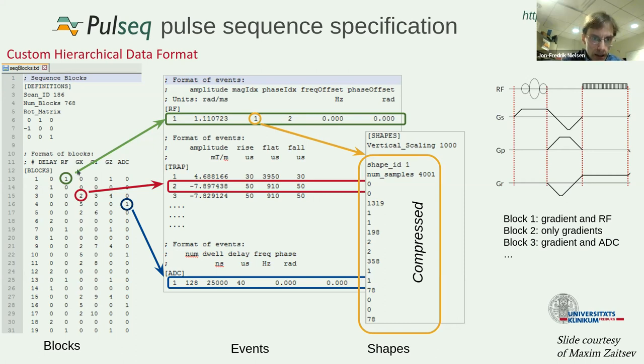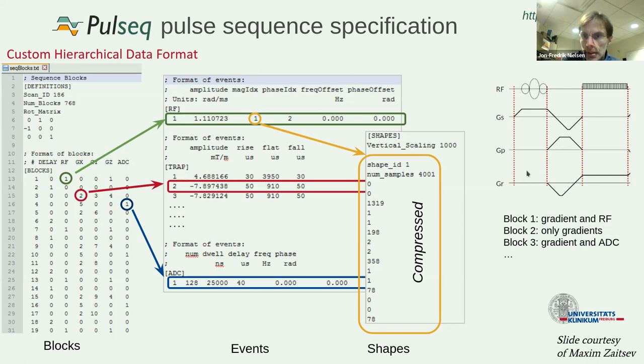This block also has a Z gradient in this example. And block three, for example, has an X gradient that's in the trapezoid section. So Pulseq supports both arbitrary waveforms and these trapezoid shapes. That's the big picture overview here.